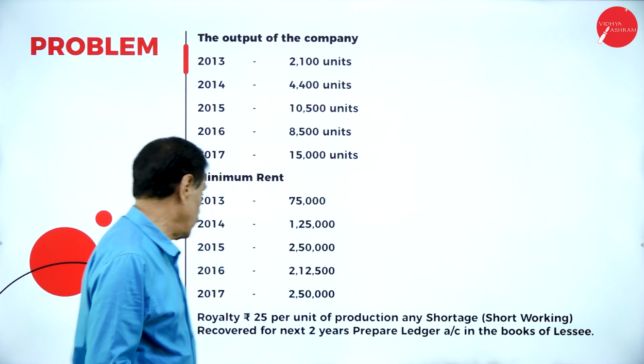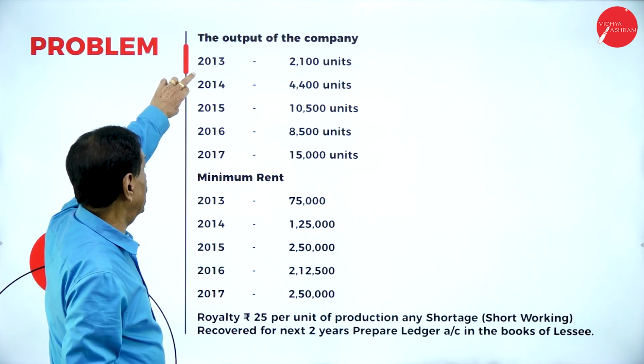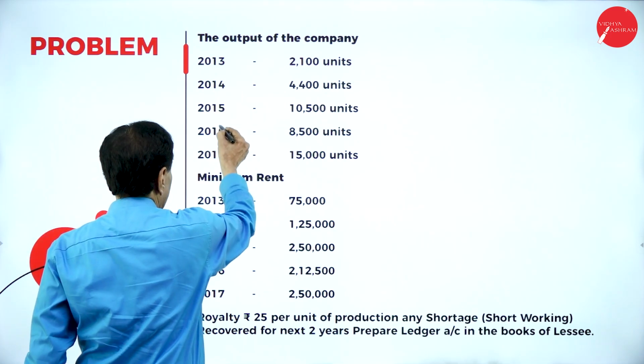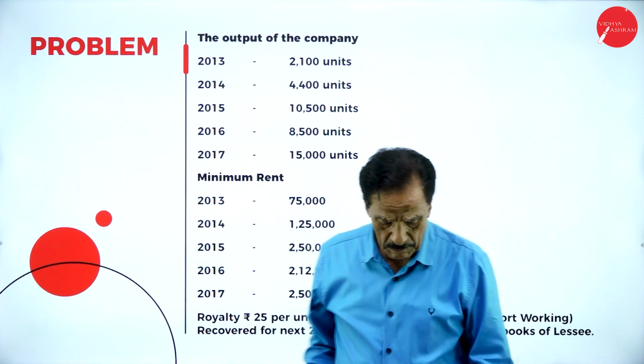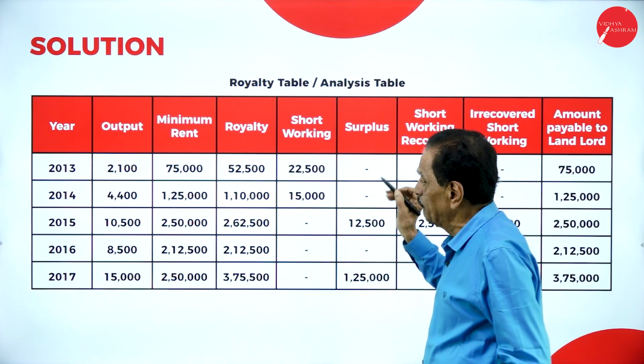Any shortage, short working, is recovered in the next years. First year short working, 2013, should be recovered in 2015. 2014 should be recovered in 2016. Within the next 2 years it should be recovered. We'll follow the table now. This is called the royalties analysis table.